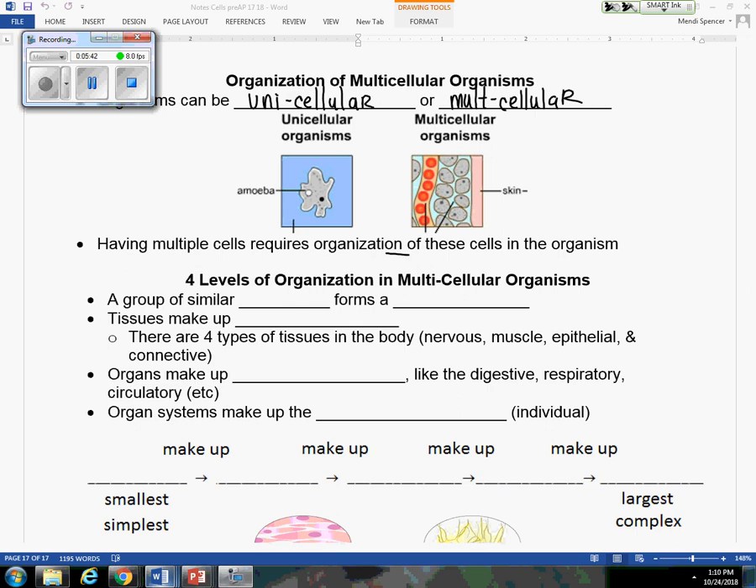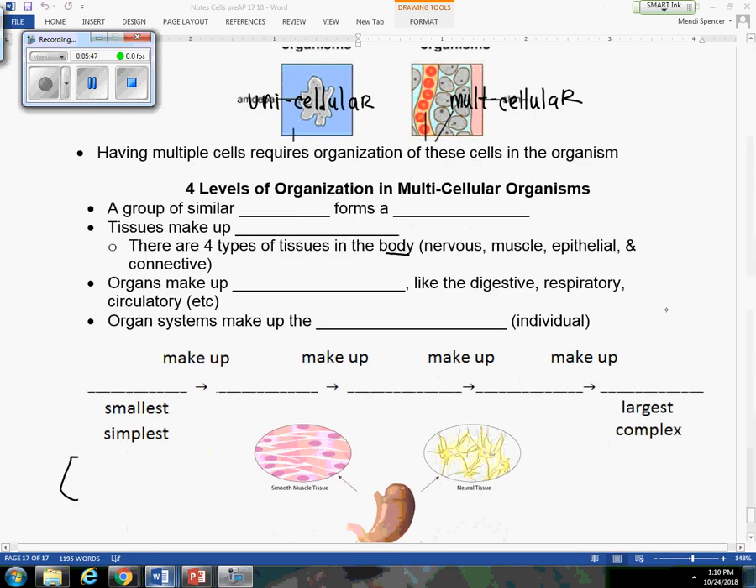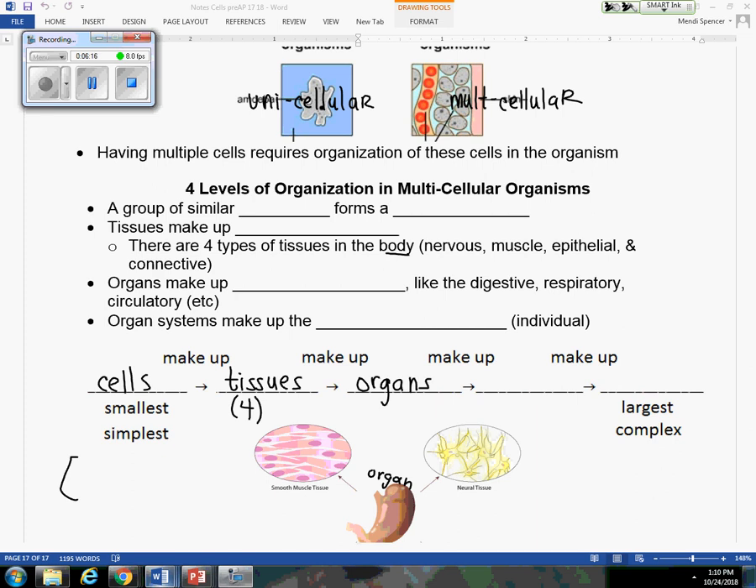So that's what this diagram down here is going to show you, is that the most simple structure that you're made of is cells. Cells are the smallest structure, and cells can come together to form tissues. To make an organ, like here with the stomach, you need the tissues. The tissues come together to make up an organ. So there's 4 types of tissues. You don't have to have them memorized, but you need 4 types of tissues to make an organ. So tissues come together to make up organs. And then finally, organs come together to make up organ systems.